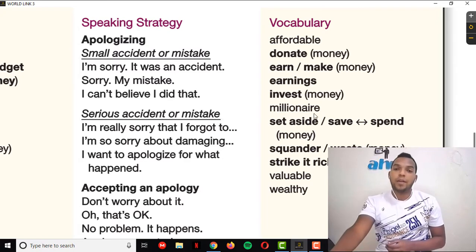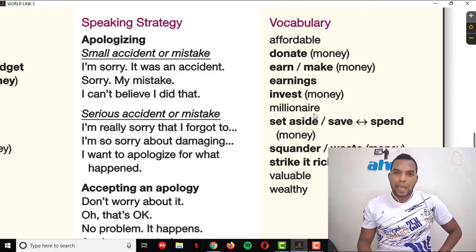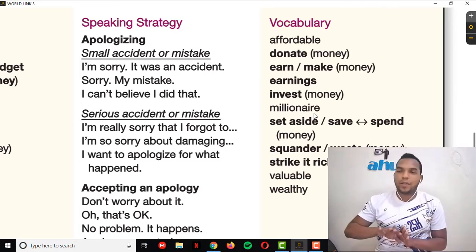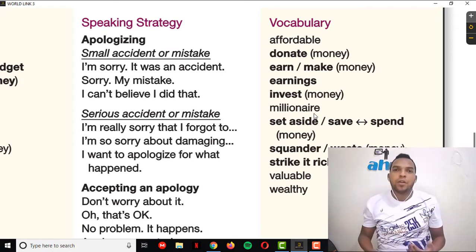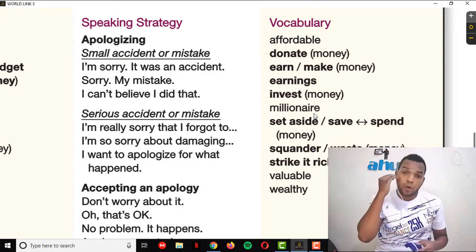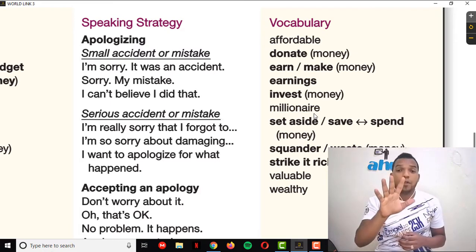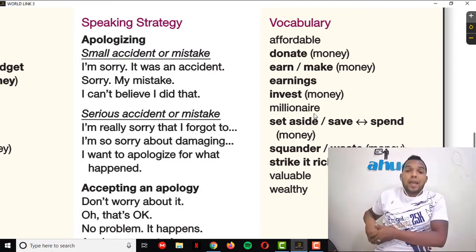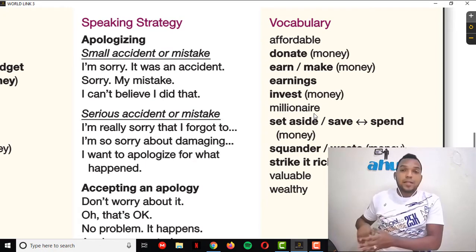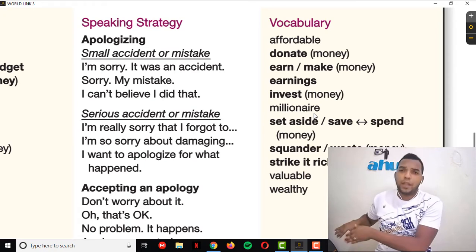Millionaire is the next one. Of course, when you strike it rich, you are a millionaire. Set aside money, save money. The same meaning, the two of them. So when you set aside, if I earn 20,000, for example, from those 20,000 I'm going to use, let's say, 15,000. So 5,000 of those, I'm going to set aside. It's the same as I'm going to save these because I want to do something in the future with them.